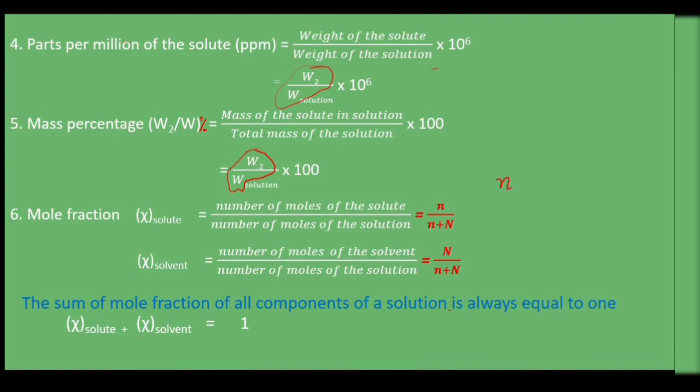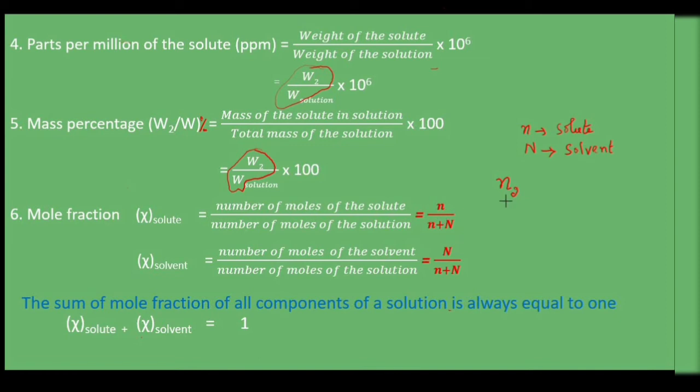See, if it is N2, here I have expressed the solute with small n, and capital N is for the number of moles of the solvent. Okay, so small n is for solute, and capital N is for solvent. This is how I have expressed it in this formula.